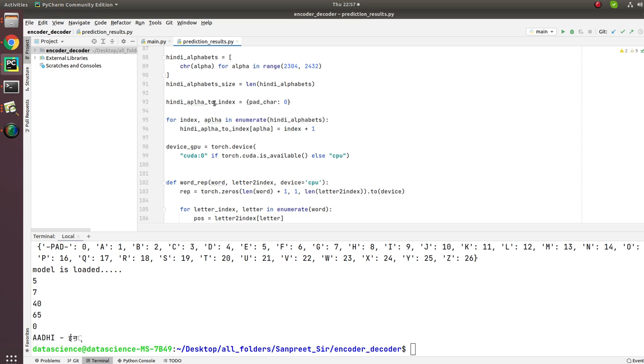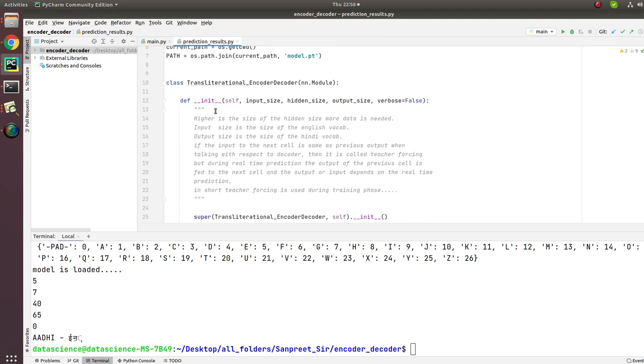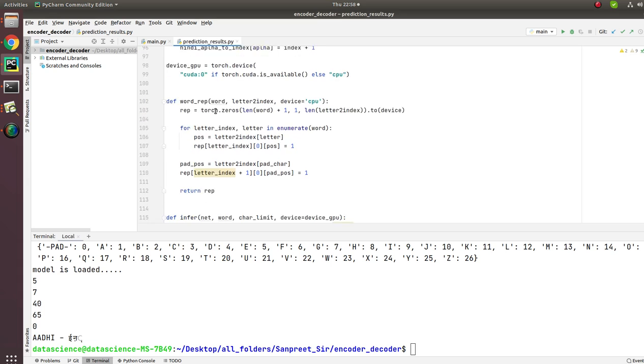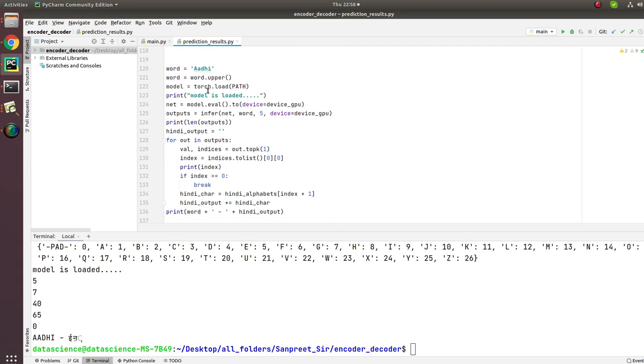The model was prepared. So this was the model, and after the model we have the English alphabets, we have the Hindi alphabets, and let me try to go with the word Adi. So this is the English word. I just load the model using PyTorch. Then I need to just see the dir of the model, which gives me all the methods available with the model, and then output.